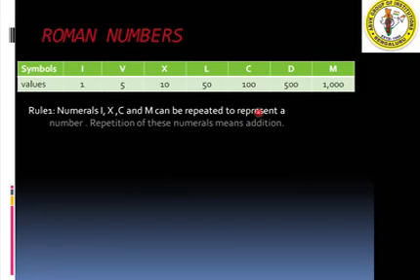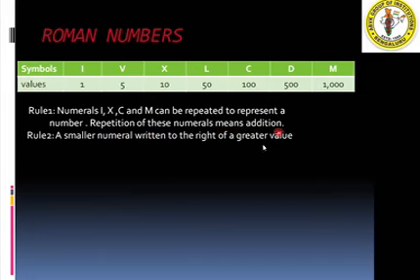So what are the rules? Rule 1: Numerals I, X, C and M can be repeated to represent a number. Repetition of these numerals means addition. Here I, X, C and M can be repeated up to 3 times. If a numeral is repeated, you have to understand that it means addition.